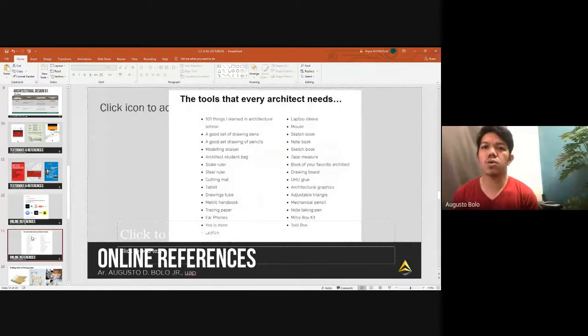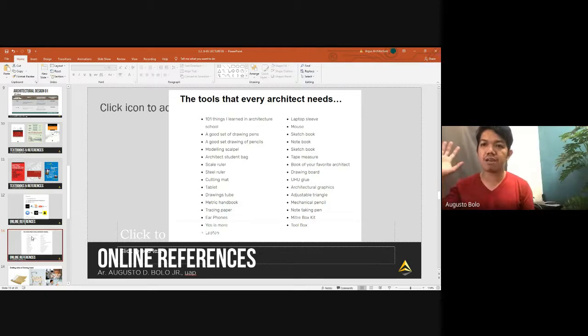Okay, let's now go to the tools. This is also on the website. You can also check the tools that every architect needs. Okay, I have here the list. Definitely, the reason for having this one is gusto ko i-mindset nyo na yung sarili nyo na kahit pandemic to, we will be having an area for you to draft.